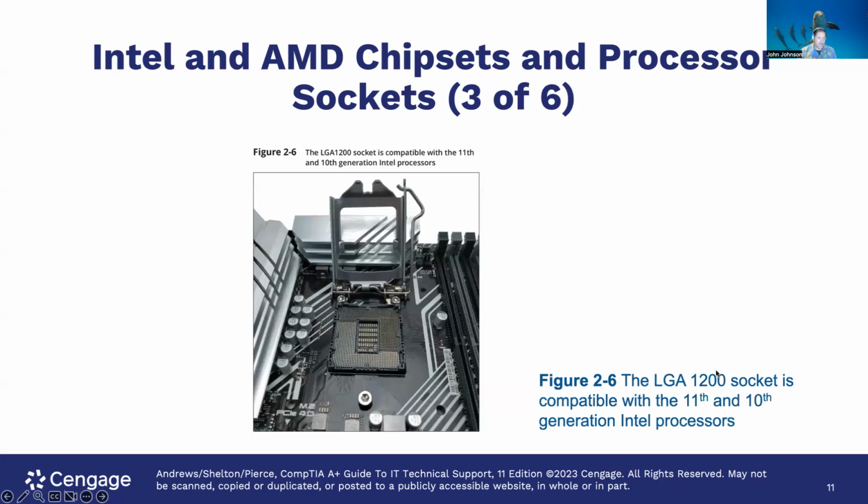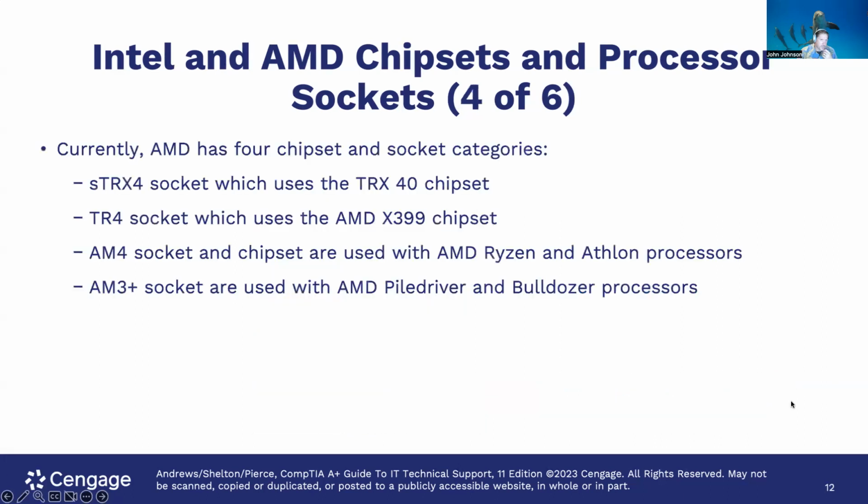And here is what the LGA 1200 socket looks like. So this is the socket right here that I mentioned. This is what your CPU will plug into. So you've got all the different pins on the CPU, and they are going to fit into this. And then this comes down on top of it and locks in over here on the side. So the LGA 1200 is compatible with the 11th and 10th generation Intel processors.